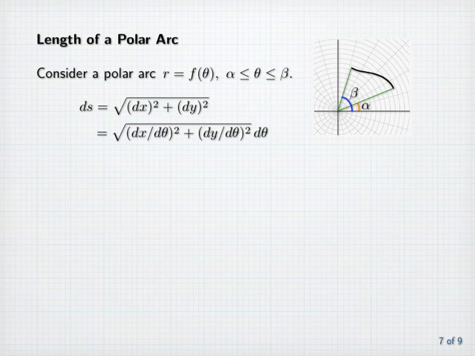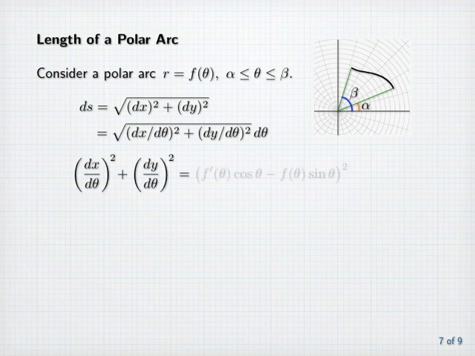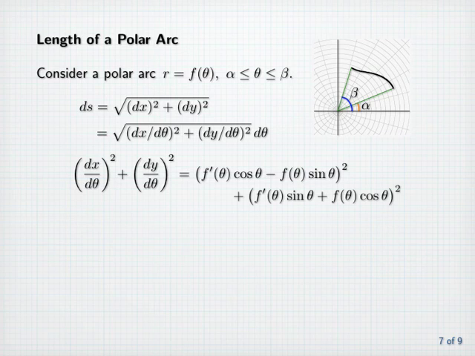Now let's compute the expression under the radical, the sum of the squares of dx d theta and dy d theta. Since x equals f of theta times cosine theta, the product rule says that dx d theta equals f prime of theta times cosine theta minus f of theta times sine theta. Since y equals f of theta times sine theta, the product rule says that dy d theta equals f prime of theta times sine theta plus f of theta cosine theta.